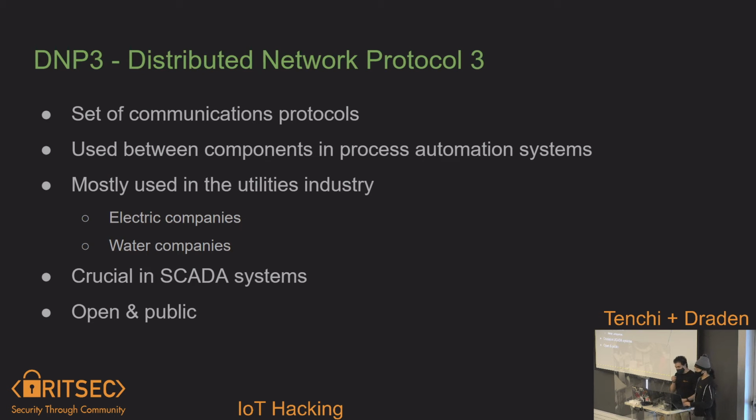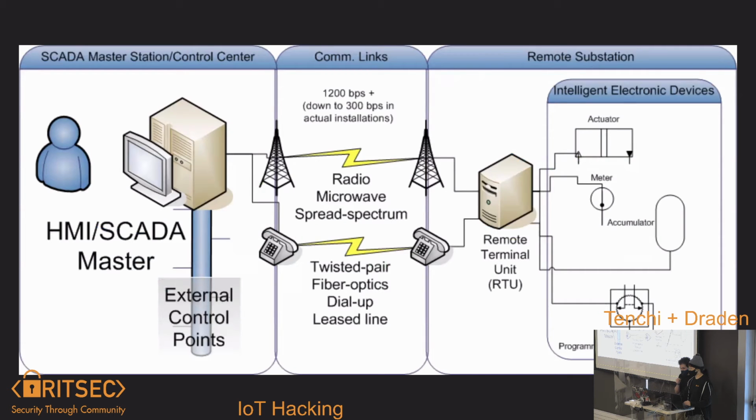One. So DNP3 stands for Distributed Network Protocol 3. It is a set of communications protocols used between components in process automation systems. It was designed for use in the electric utility industry, and it has been adopted by water utility companies as well. This is crucial in SCADA systems, and like Modbus, it is open and public. And here is an example diagram of using SCADA and DNP3.